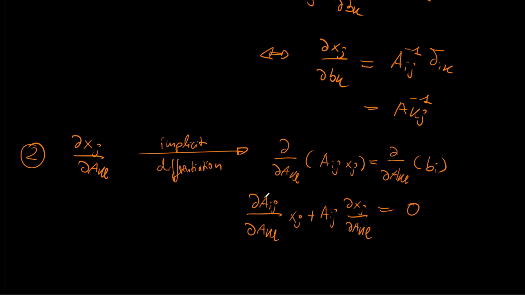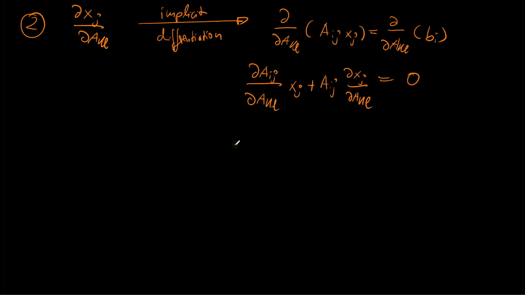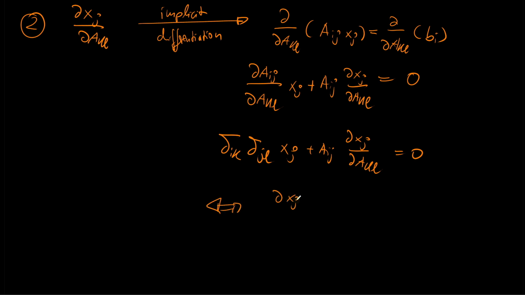Let's evaluate this derivative, and this will do essentially the same as with the Kronecker delta for the first one, but now we will get two Kronecker deltas. So we will get delta_ik and delta_jl times x_j plus A_ij times dx_j with respect to A_kl is equal to 0. Let's rearrange that for the quantity we are interested in. So we will rearrange and see dx_j with respect to A_kl is, and crucially, minus A_ij inverse times delta_ik times delta_jl times x_j.